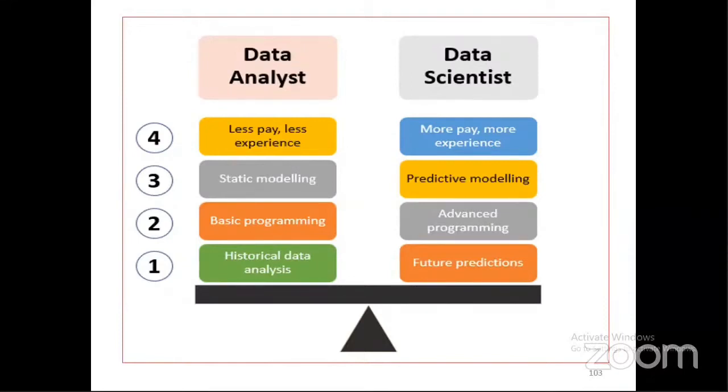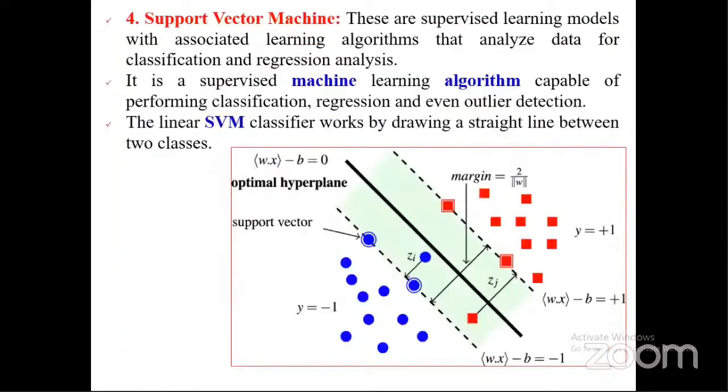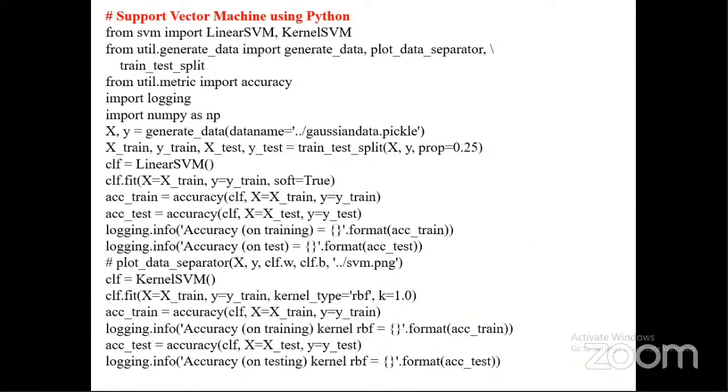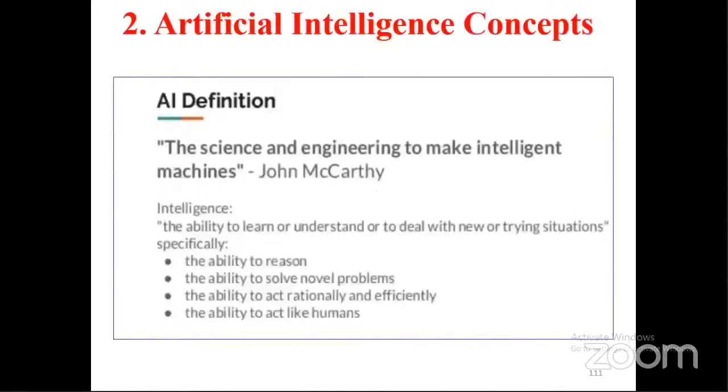Then support vector machine. I'm going to explain this SVM and principal component analysis and decision tree algorithms in data mining. Okay, now the second concept is artificial intelligence.